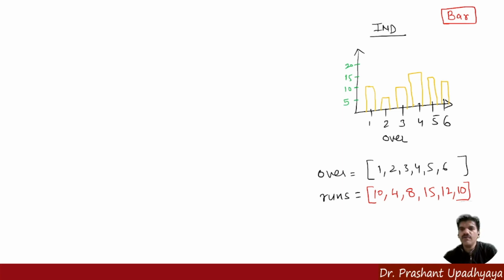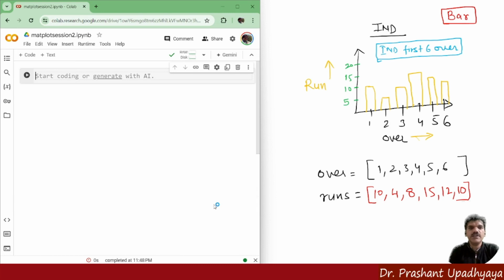Here we will have our overs, and here we will write our runs. We will give the title India first 6 overs, which we refer to as the power play. So this is the title which I will give. We will do this with the help of Matplotlib. Let me start with the programming.